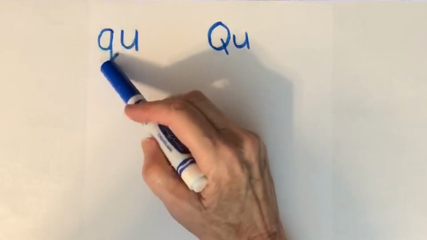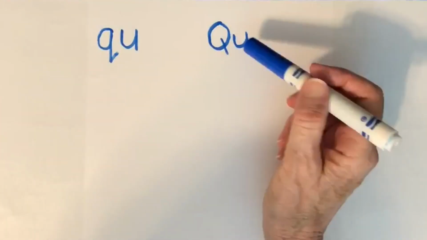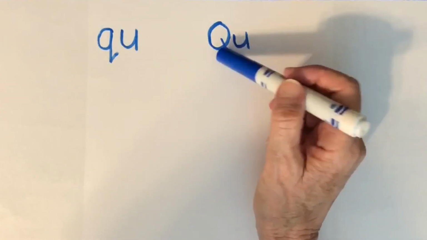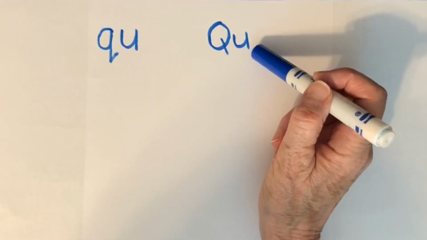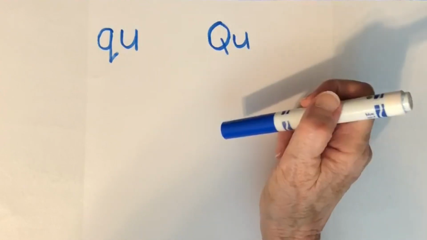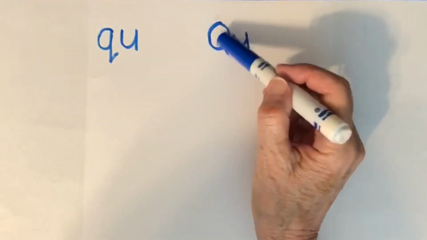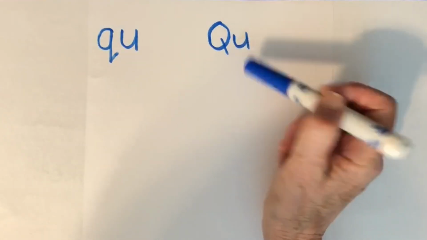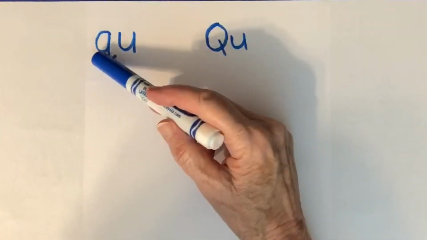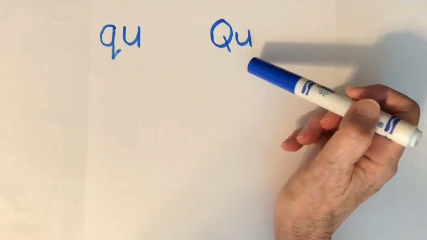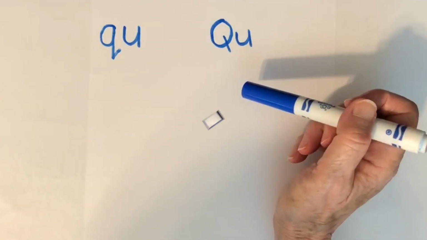So this is what it would look like with a lowercase q. And if there were a special reason for a capital, such as someone's name, or if the word was at the beginning of a sentence, then we would use a capital Q with a U after it. So remember that Q uses a U after it to make the qu sound.